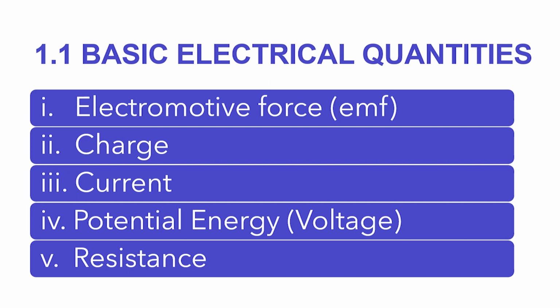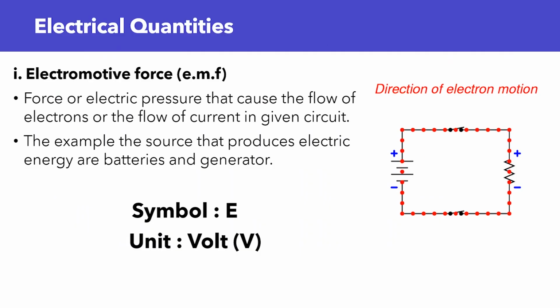So to go into dynamic electricity, we should know the basic electrical quantities. Quantities mean the units for measurement for electrical. These are the electrical components that we should know before we go deep into dynamic electricity. Okay, there are basically 5 basic electrical quantities, which are electromotive force or EMF, charge, current, potential energy or voltage, and resistance. The first one is electromotive force or EMF.